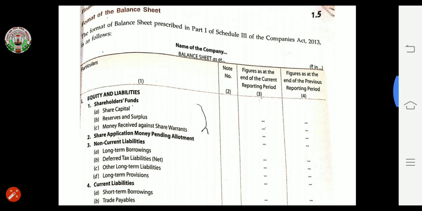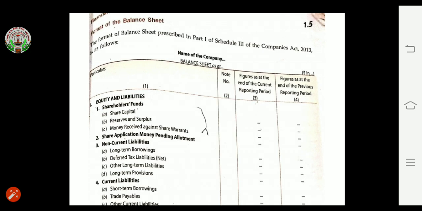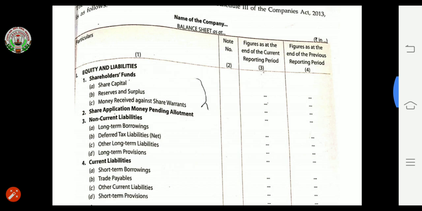Now see the format of the balance sheet. It has 4 columns. The first column is for particulars. The second column is for writing the note number, meaning that an explanation will be given; we have to prepare notes to accounts, and that number we will write here. Third, figures as at the end of the current reporting period, and fourth, figures as at the end of the previous reporting period. Two columns will be there for amounts.